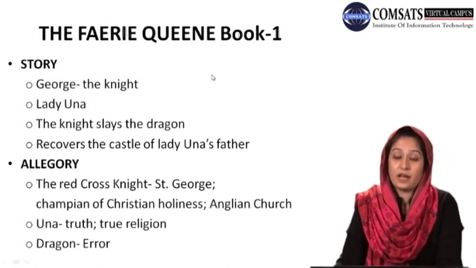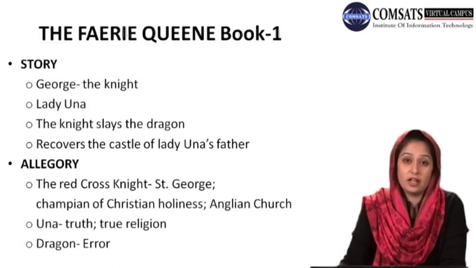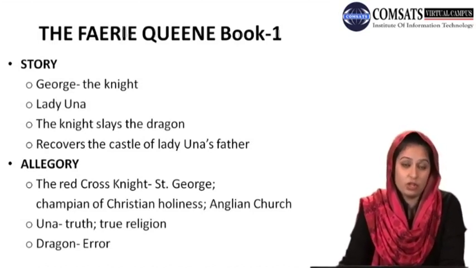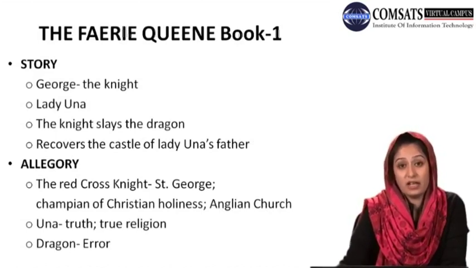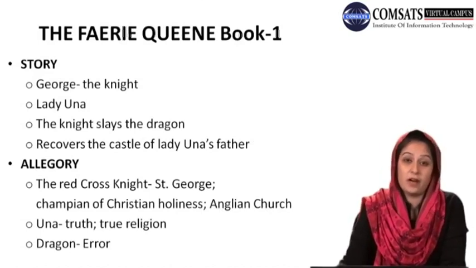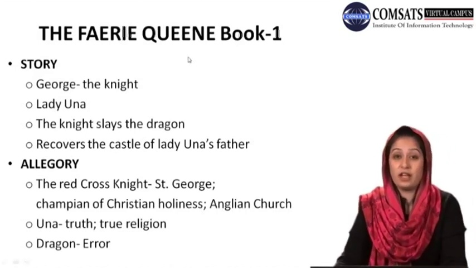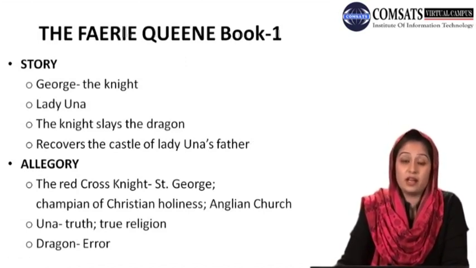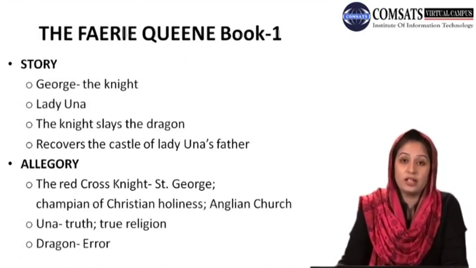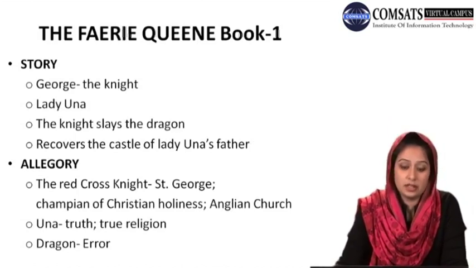Then we are given a bit of description about Lady Una: she was very fair. She was riding on an ass, which was also as white as snow, and she had covered her face with a wimple, a veil, and she had a lamb with her, which was also very white. Now Lady Una represents truth, true religion, and the white lamb with her represents innocence.